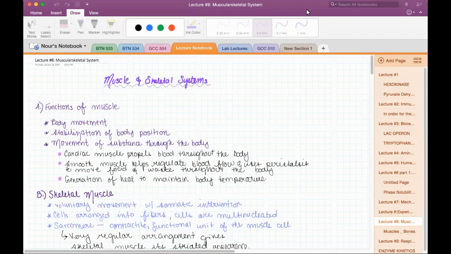Okay, so this is a lecture on muscular and musculoskeletal systems. It's not going to be very long, but I'm going to be very repetitious when I say a lot of things, and I might add some elements to make the concept of contraction more comprehensive.